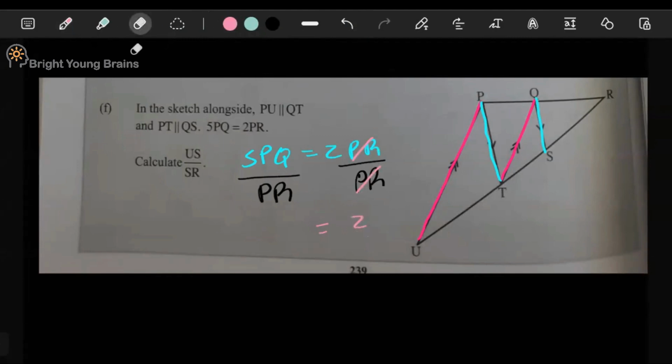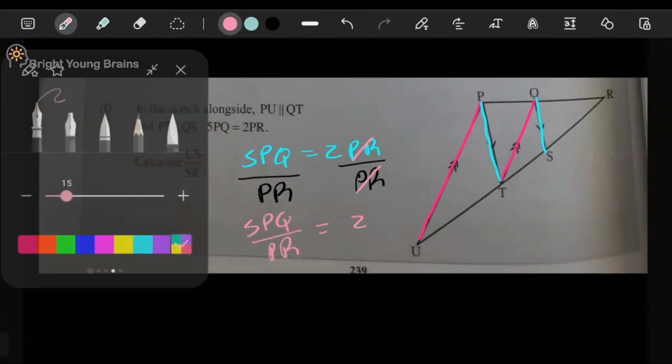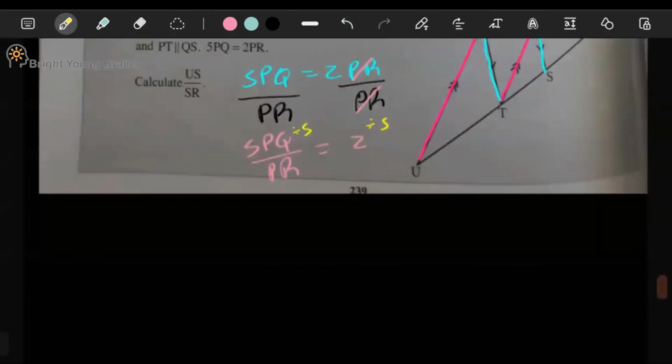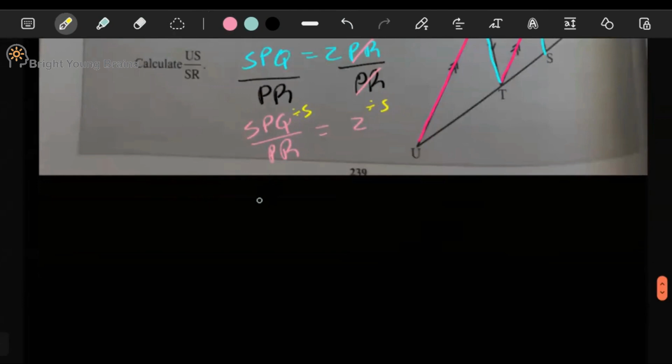This is going to be 2 alone. And then this side we're going to have 5PQ over PR. And then the next step we said we can divide both sides by the 5 here. Divide by 5, divide by 5. It's going to give us PQ alone with PR equal to 2 over 5.